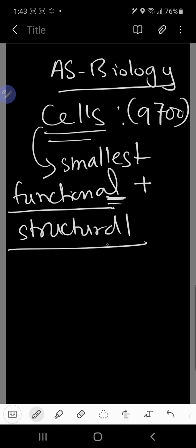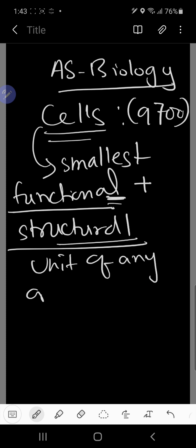So, what are cells? Cells are basically the very smallest functional and structural unit of any organism. This word is very important: functional plus structural. Functional refers to different types of functions such as protein synthesis, respiration, or any other kind of function, and structural means it has a specific concrete structure. So, the smallest functional and structural unit of any organism.